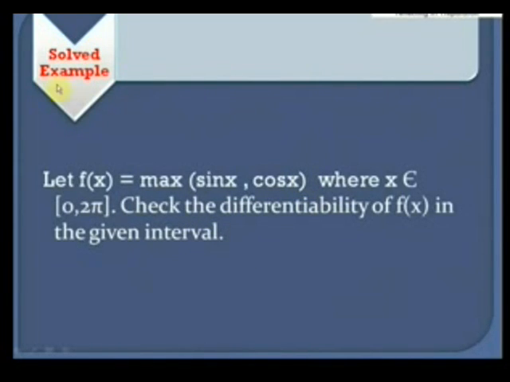Let's solve an example. Let f(x) equal the maximum of sin x, cos x, where x is an element of [0, 2π]. Check out the differentiability of f(x) in the given interval. So in this problem we have been given f(x) equal to the maximum of sin x, cos x, where x lies in the interval 0 to 2π. Now we have to check the differentiability of f(x) in this interval.